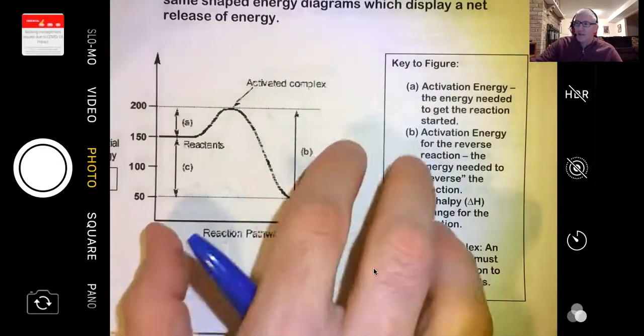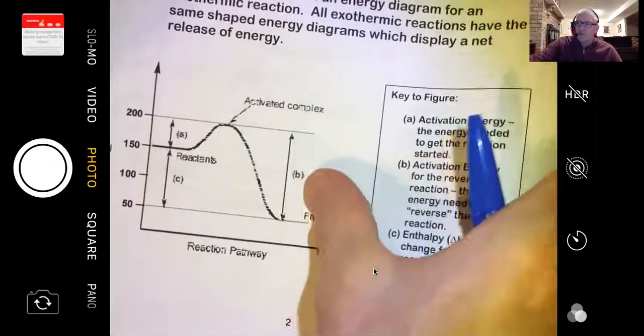Let's go ahead and look at the second page here. We're going to focus in on the two different types of reactions.